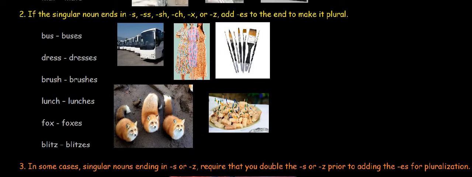Now, there are some singular nouns that end with these letters: S, double S, SH, CH, X, or Z. If these nouns end with these letters, you simply add an ES to the end of it to make it plural. For an example, bus, it ends with an S, so we add ES. Dress, it ends with SS or double S, so we add ES. Brush, it ends with SH, so we add ES, brushes. Lunch, it ends with CH, so we add ES and it's lunches. Fox ends with an X, we add ES, foxes. Blitz, we add ES, as here there is a Z, you get blitzes.